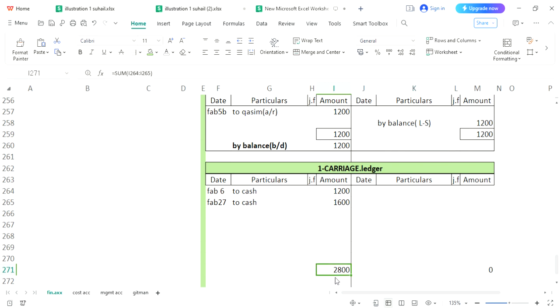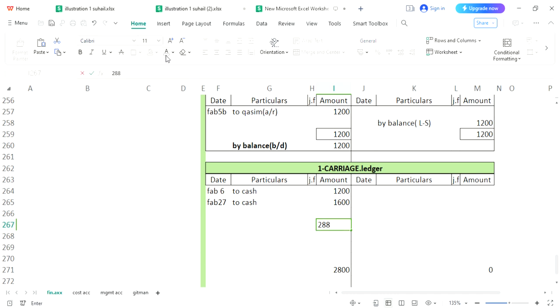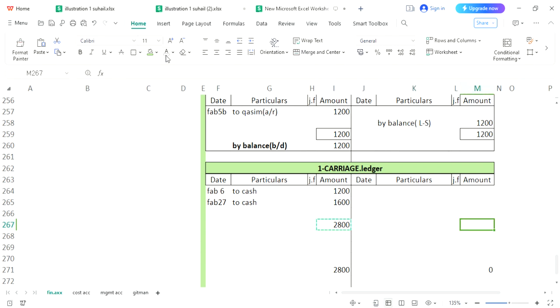Now make the comparison of both totals and choose the larger sum. We have 2800, which is the larger sum, and this sum will be written on both the debit and credit side. We will write this 2800 on the debit side and the same total we are going to put on the credit side. So the first step is completed: we took the sum of both sides, took the larger sum, and wrote it as the total of both sides.